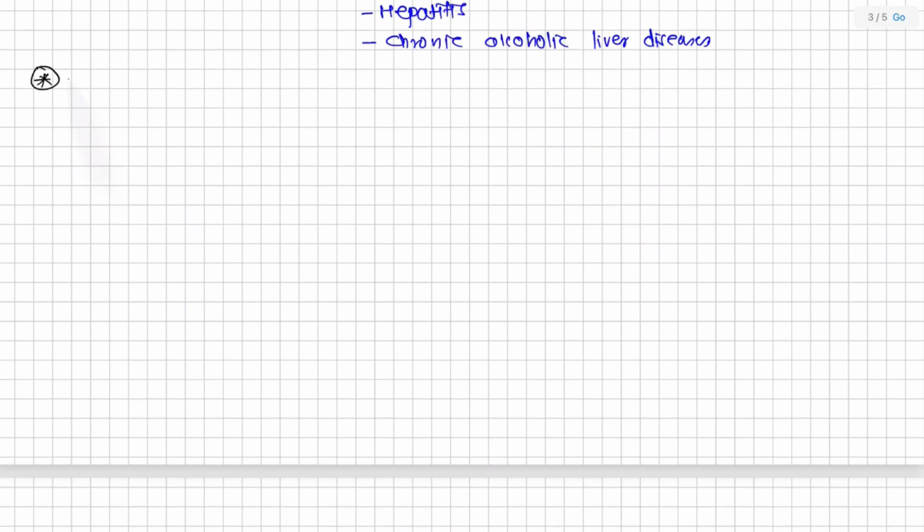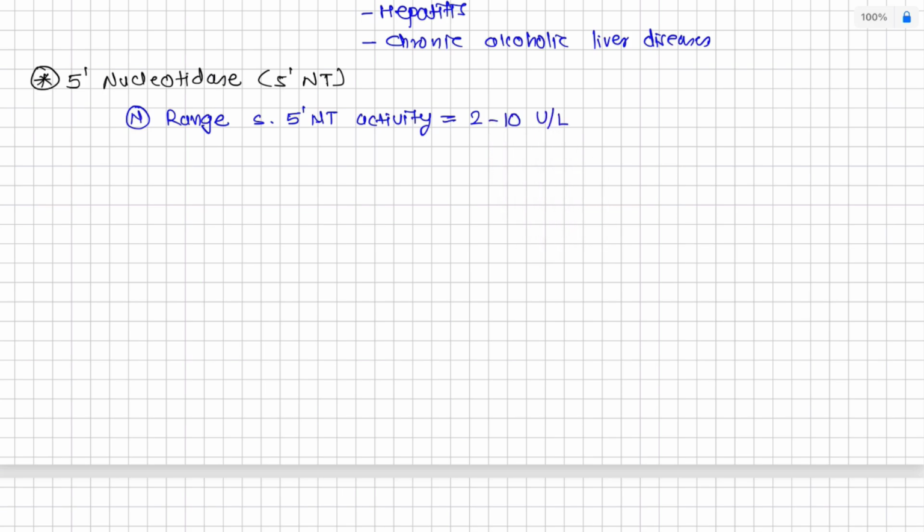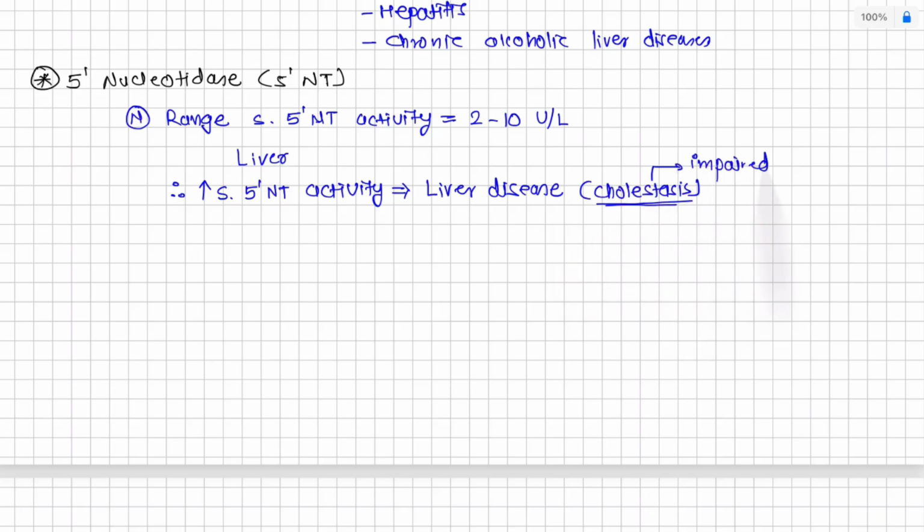Next, we have 5' nucleotidase or 5' NT. The normal range of serum 5' nucleotidase activity is 2 to 10 units per liter. This enzyme is present in the liver, so increased serum 5' nucleotidase activity is found in liver disease characterized by cholestasis. Cholestasis means impaired bile flow.